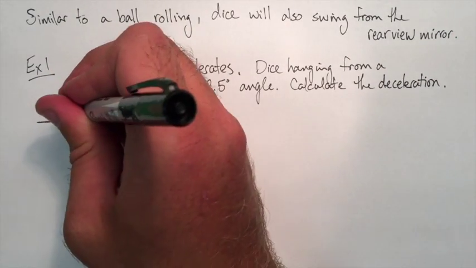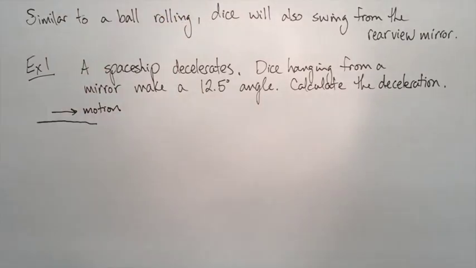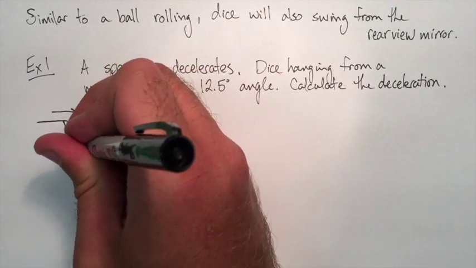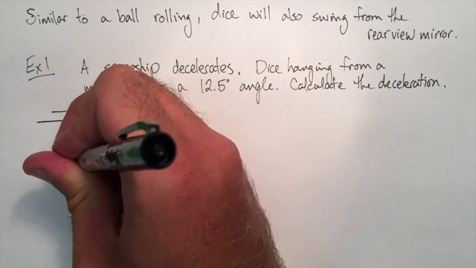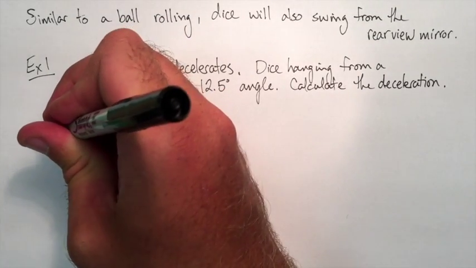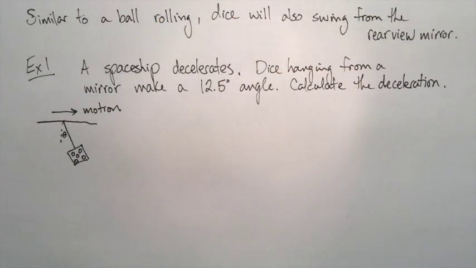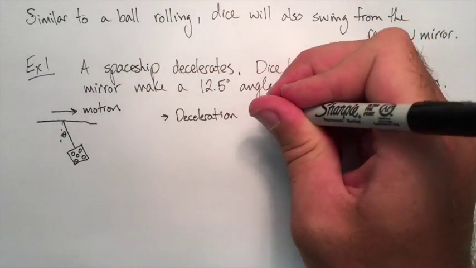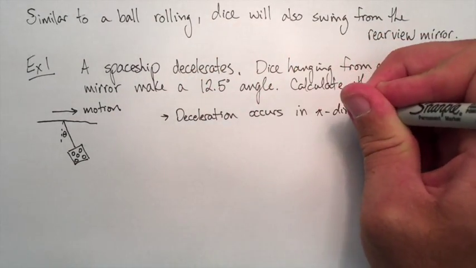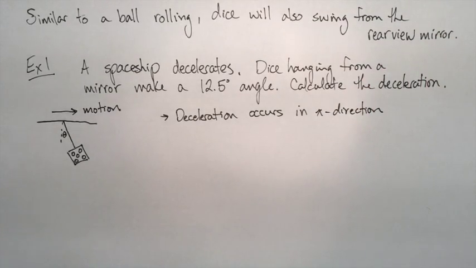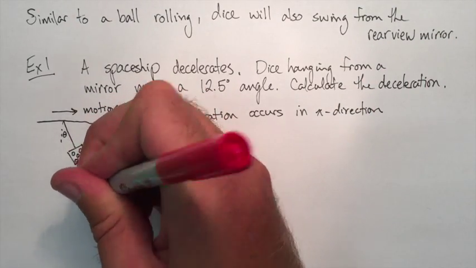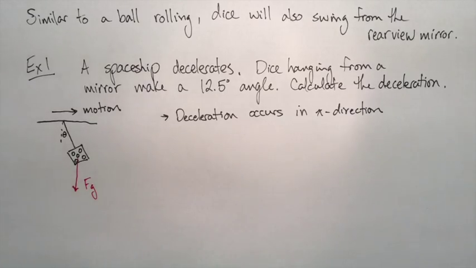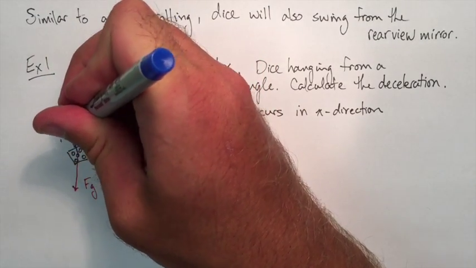So let's draw a picture with the motion of the spaceship in that direction. The dice are going to swing forward, in the direction of motion, to signify the slowing down. There's the 12.5 degree angle. So again, deceleration is going to occur in the x direction. Let's draw a free body diagram of the dice. Gravity is going to be straight down. Tension is going to be up along the cord.